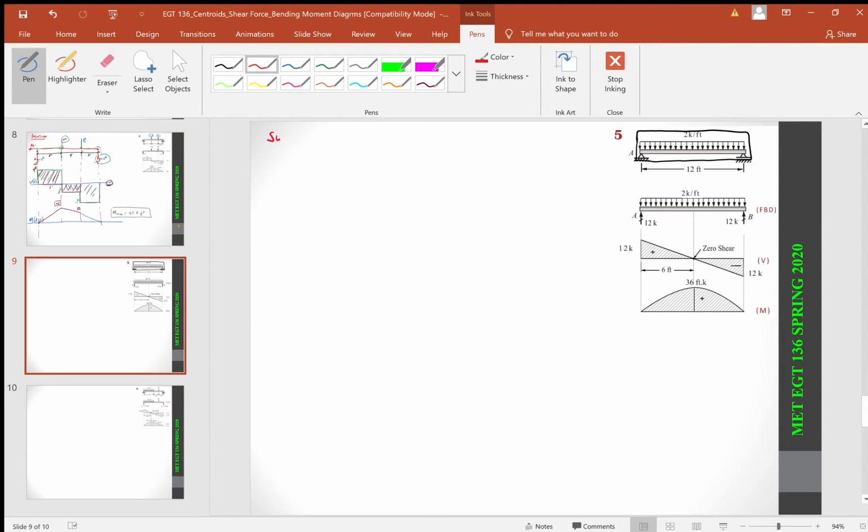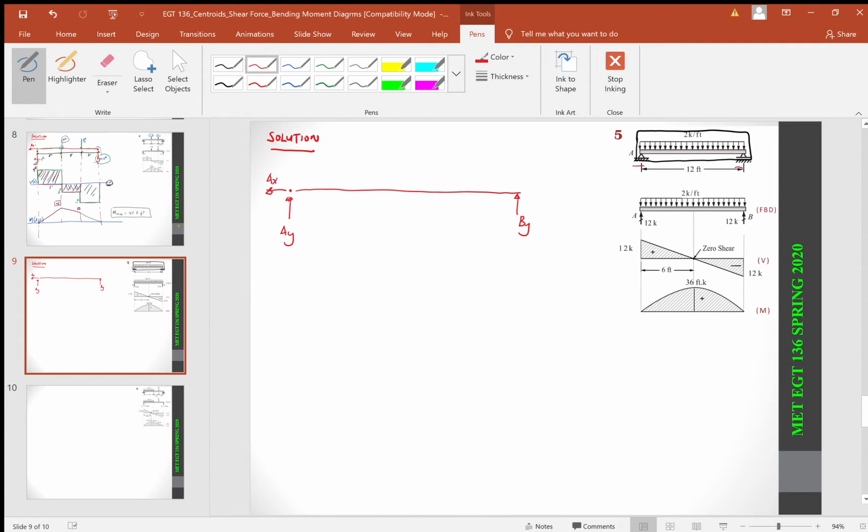So for my solution, let me choose a slightly thinner line. I'm going to have my support reaction at A and at B. So this is going to be AY, and this is going to be BY, and this is going to be my AX.